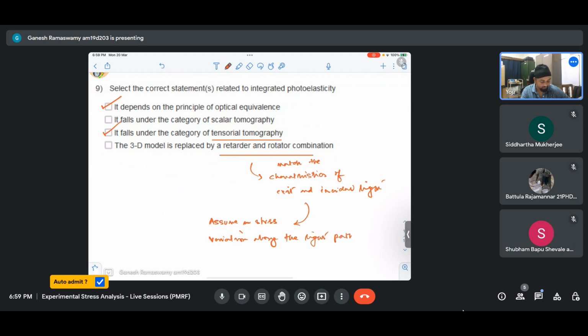So these we will assume based on some unknown coefficients, and based on the error analysis of optical equivalence, we will be back calculating those coefficients in order to arrive at one combination which will give the same optical response as the 3D response of that model, in which case now our assumption has been refined, and that is the stress distribution along the light path. That is the basic principle behind it. So yes, this is dependent on it. So I hope that this is clear.